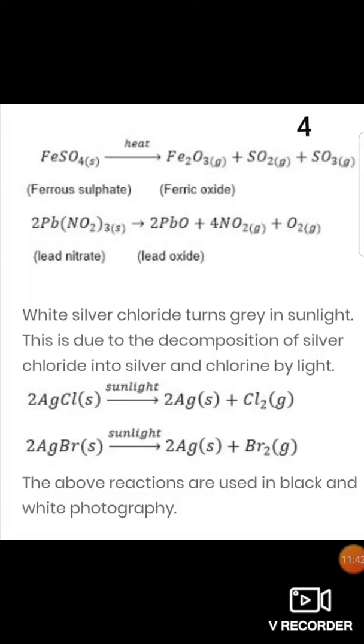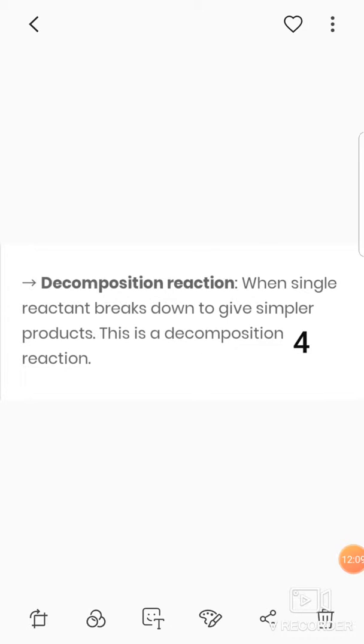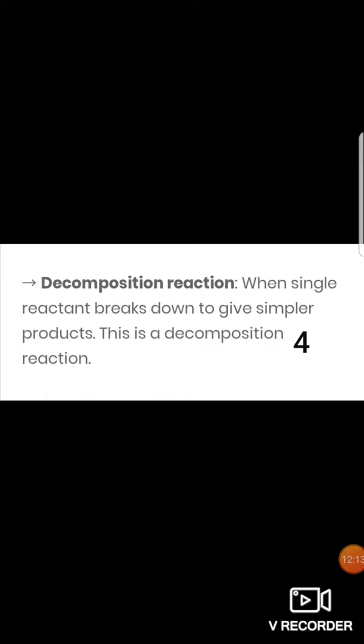Silver bromide in sunlight gives silver in solid form plus bromine in gaseous form. So one reactant, when it reacts with heat or sunlight, gives two or more products, and this is called a decomposition reaction. When a single reactant breaks down to give simpler products, this is a decomposition reaction.